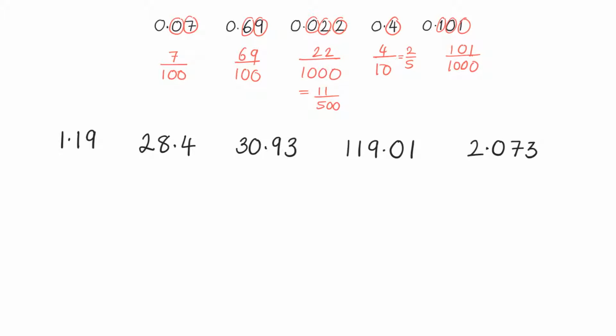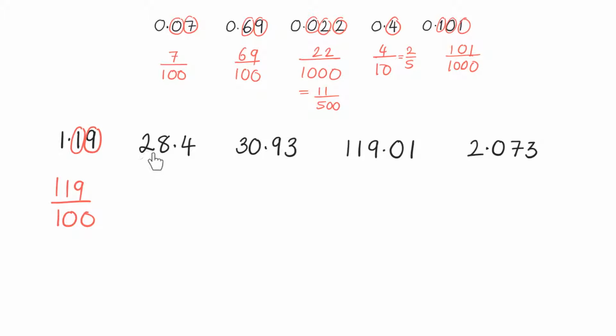So starting with the first one, 1.19, all we need to do once again is see how many decimal places I have. 1, 2 decimal places, so I'm going to write that over 100. 2 decimal places, 2 zeros, and then I write the entire string of numbers as a whole number, so I'm going to write this as 119.